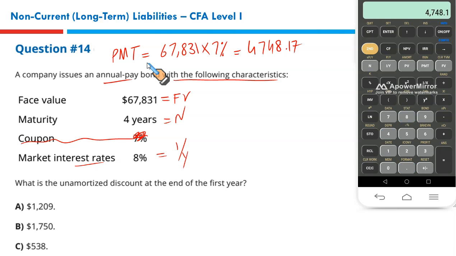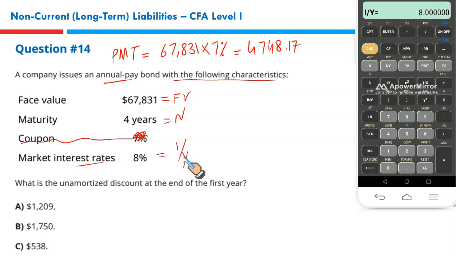4748.17. This is your PMT, right? Next is the future value, the par of the bond. That is 67831. That's FV. Then N, that is 4. Then we have the interest rate, that is 8%.